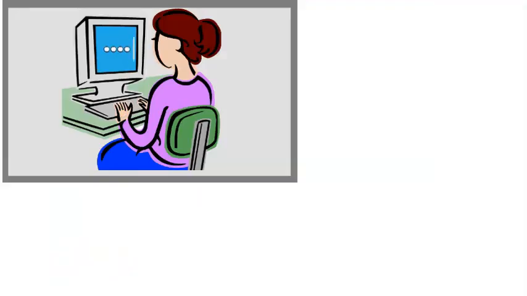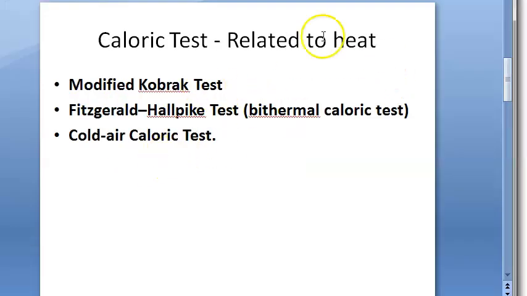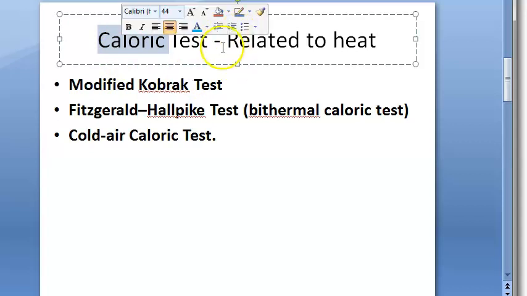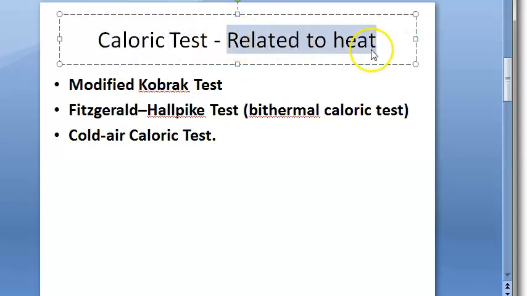So guys, what is the caloric test? It is a laboratory test for vestibular function. Very good. What do you mean by caloric? Calories. When you eat something, you get calories, and you say this many calories when I ate this. So basically, calories means heat. That is why it is called the caloric test.